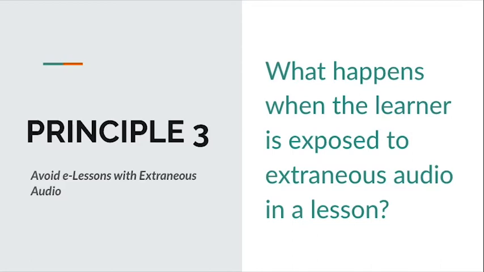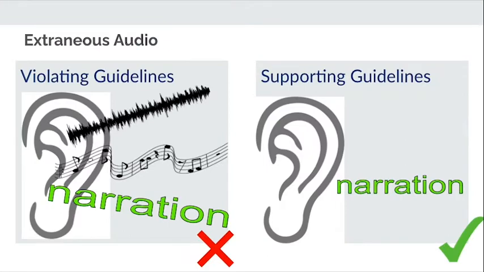In the third principle of coherence, we address audio, which can be in the form of narration, sound effects, or music. This has us asking, what happens when the learner is exposed to extraneous audio in a lesson? Extraneous sounds can be in the form of background music or sound effects that coincide while the learner is trying to read text or listen to narration. So the supporting guidelines suggest that when there is narration, leave out the extra sounds.